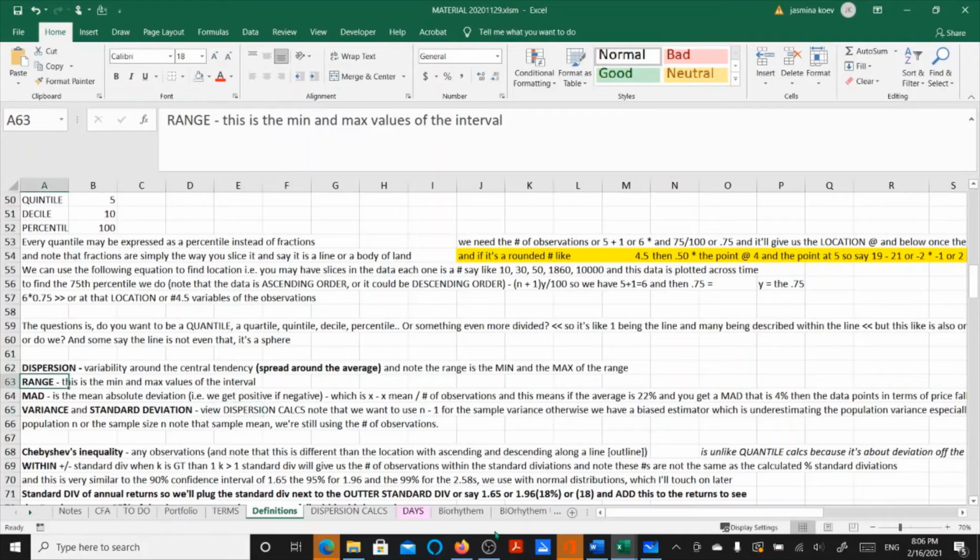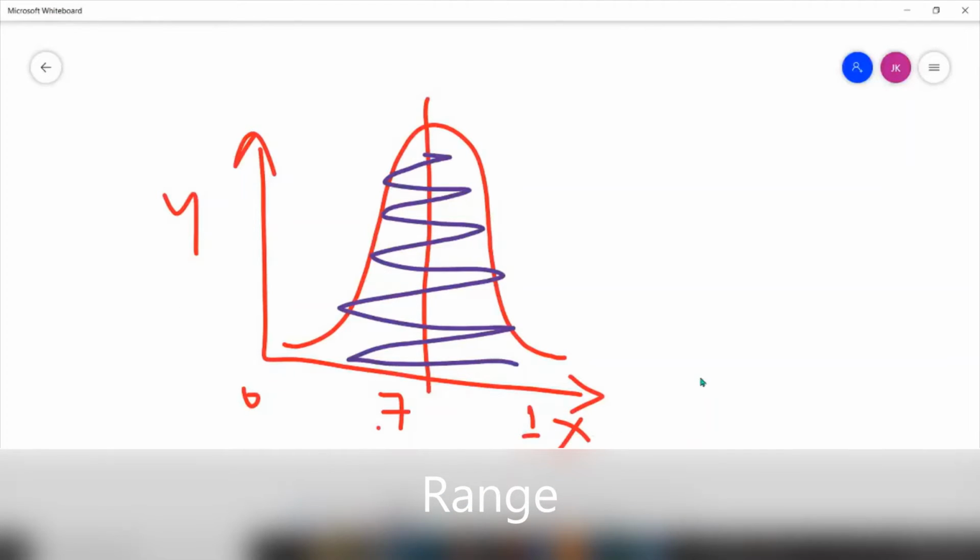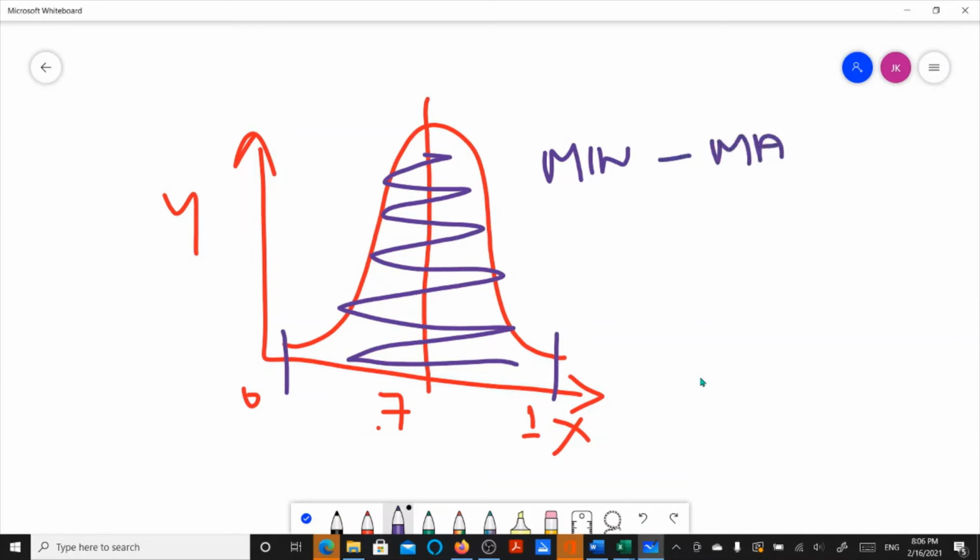Next is a range. Going back again, the range will give us a minimum and a maximum value. So we have a min and a max. That's our range. We could also have a range for an interval. We were speaking about different groups. These are also ranges. But generally speaking, with dispersion, range is a minimum and a maximum value.